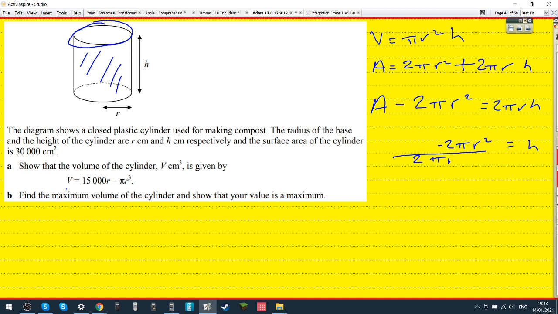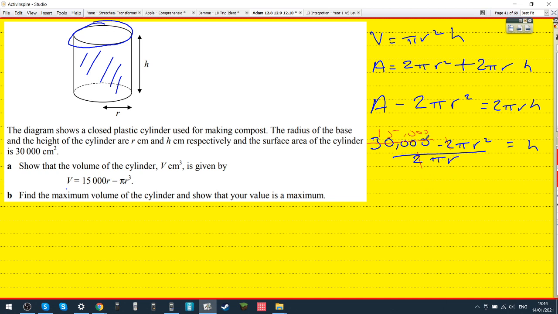So it would be A on the top then? Yeah. And what is A? What is the surface area? It's 30,000. Yeah, there we go. And so that is h in terms of r. And then can we simplify? Yeah. What I would do, because it's a bit precarious, is let's just half everything. So it'll give you 15,000 minus pi r squared, all over pi r.